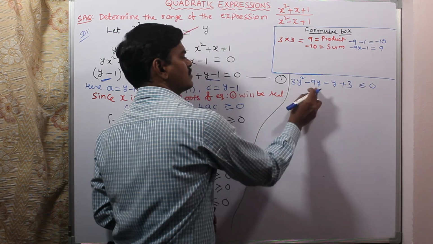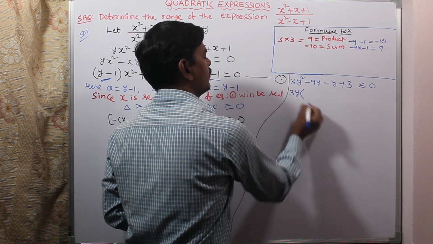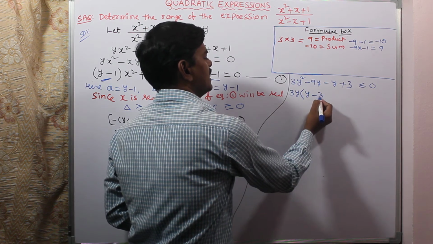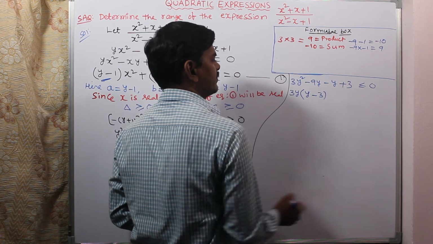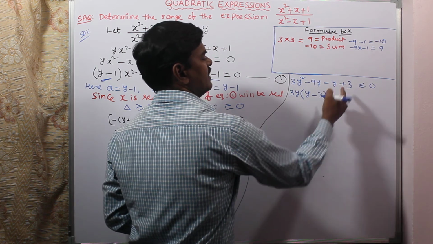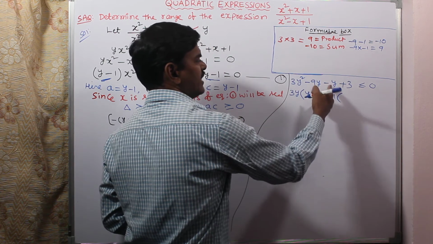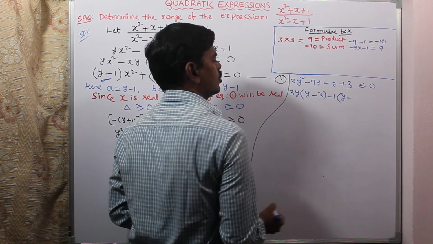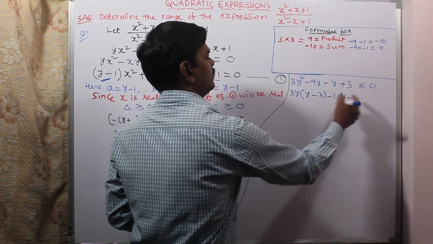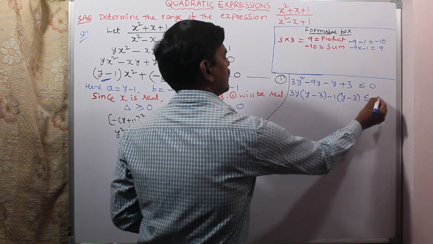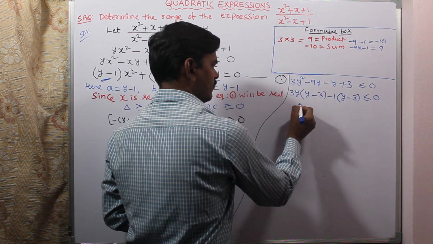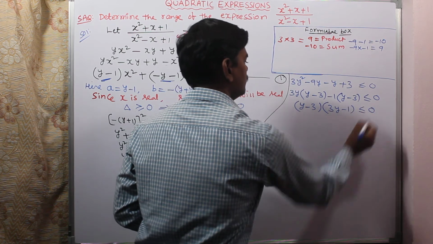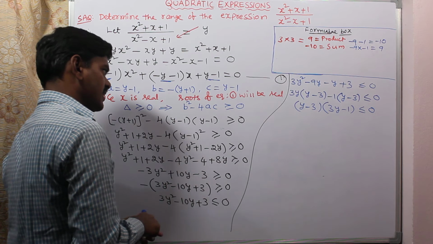Next, from the first two terms we can take 3y common. After taking 3y common, we are left with y minus 3, since 3 threes are 9. Next we can take minus 1 common. After taking minus 1 common, we are left with y minus 3, since minus into minus is plus, 1 into 3 is 3, less than or equals to 0. Overall we can take y minus 3 as the common term: y minus 3 into 3y minus 1 less than or equals to 0. Okay, so the factorization method is completed.